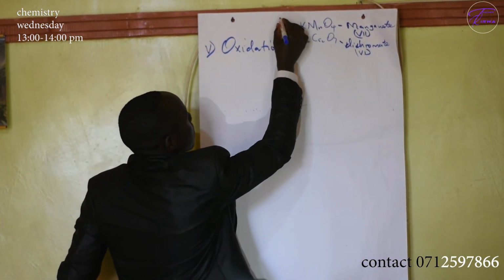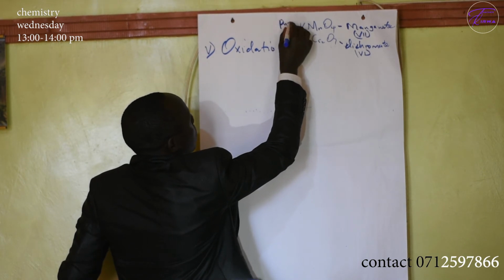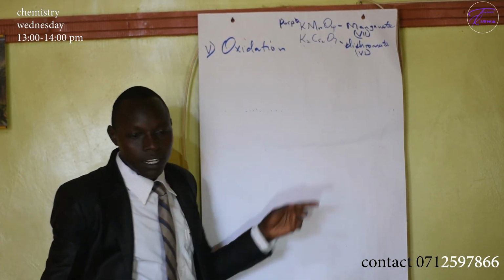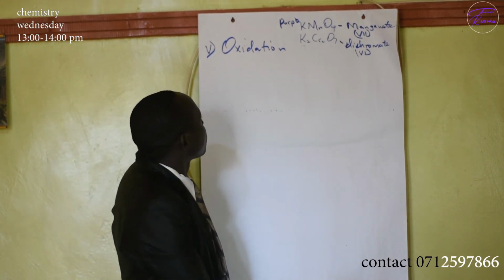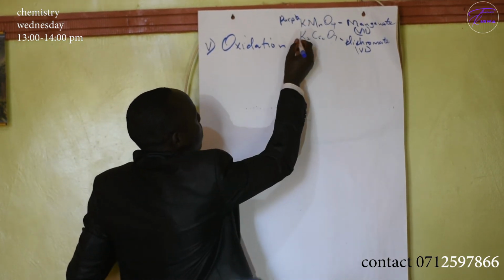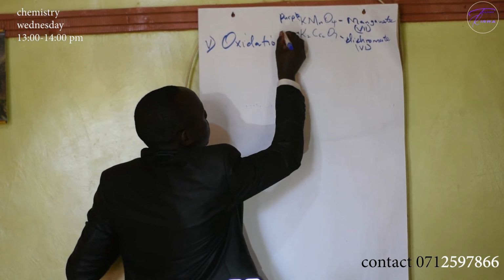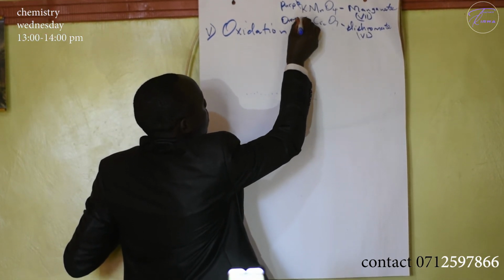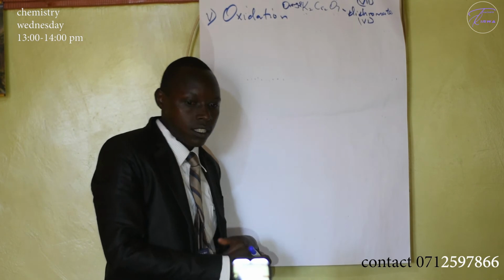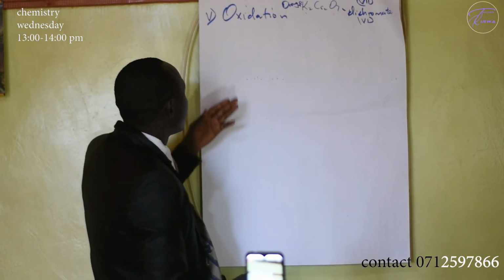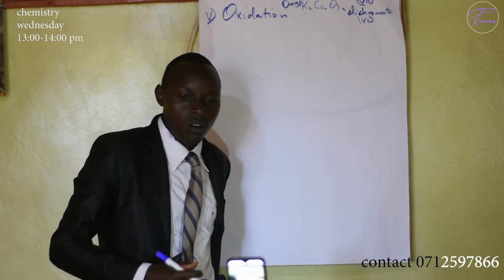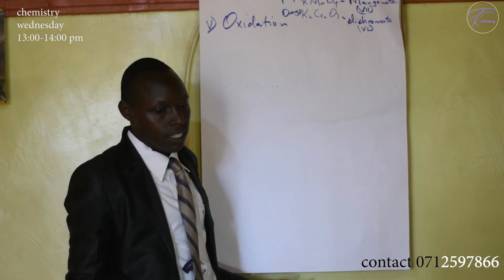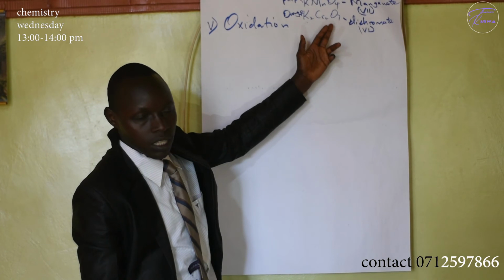Potassium manganate 7 is purple in color. This one, potassium dichromate 6, is orange in color. So when we say oxidation, it now means addition of an oxidizing agent, addition of either this or this.